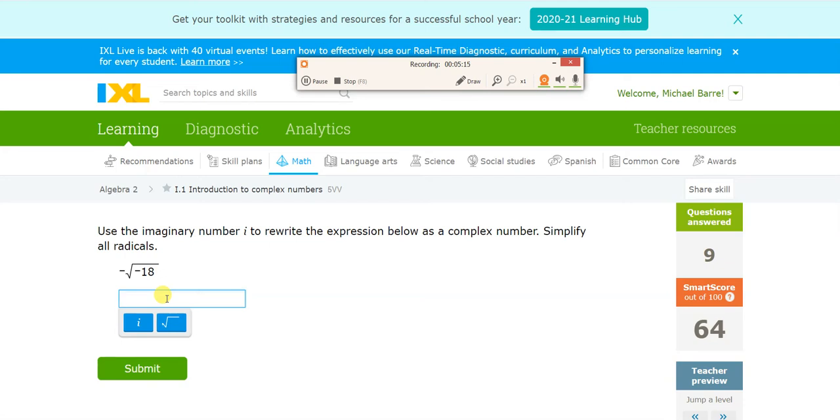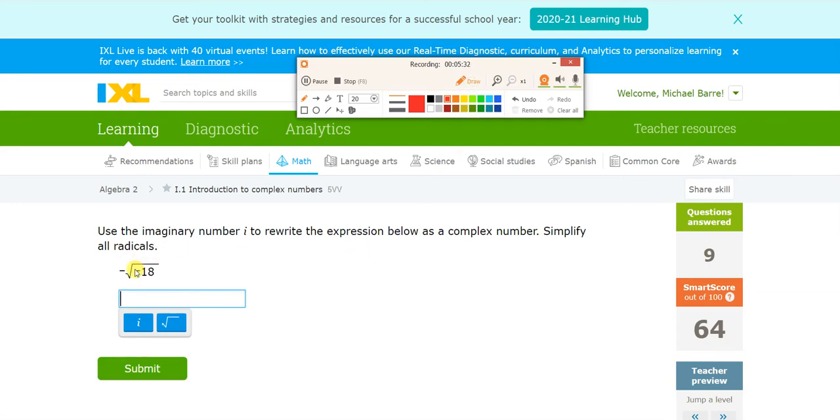Simplify all radicals. Okay, well, you know what? That's a separate topic. I should make a video on that one too. Okay, I have to simplify this radical. Okay, first off, there's the i coming out. So I have negative i square root of 18.